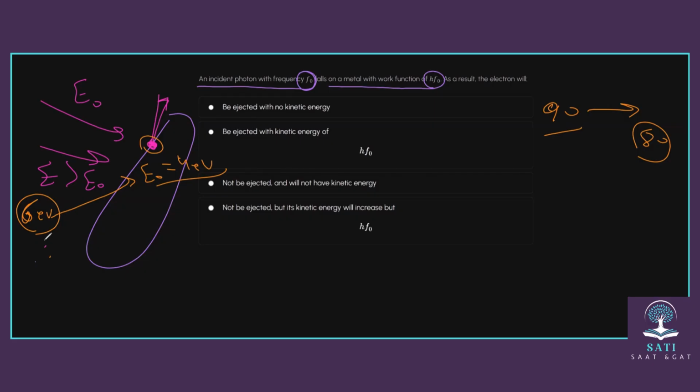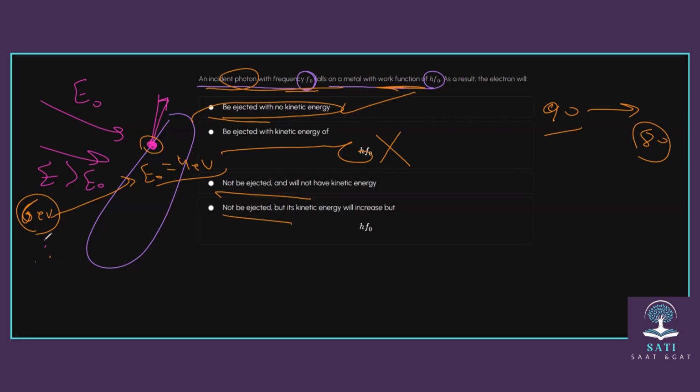So here the incident photon has a frequency equal to the threshold frequency. That means the received energy is the same as the ejection energy, so electrons will be ejected with no kinetic energy. Here they are ejected with kinetic energy? No. Here they are not ejected? No, they'll be ejected. Here not ejected. So this one is not right. So A is right.